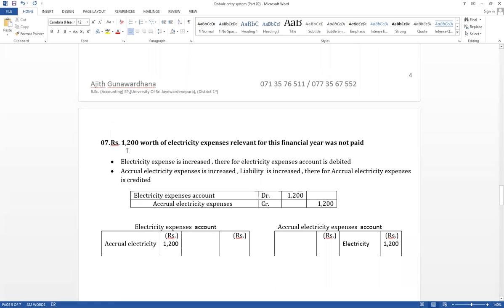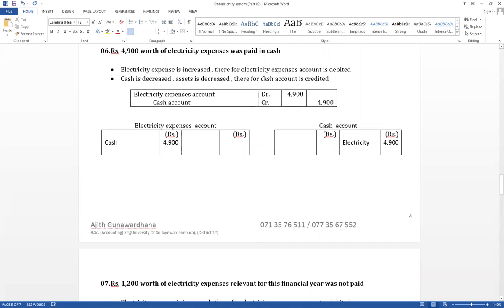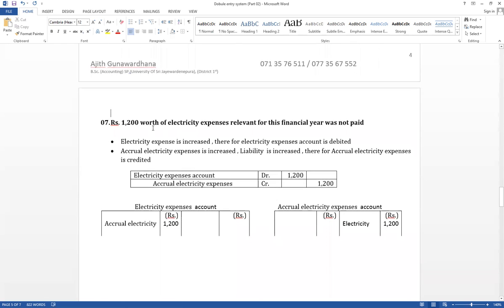7th one, 1,200 worth of electricity expense relevant for this financial year was not paid. Expense not paid. Think about 6th one, expense paid. Therefore, cash account credit, electricity expense account debit. But 7th one, electricity expense not paid. Expense increase. Therefore, electricity expense account debit. But not paid in cash, there is no effect for cash, not paid.